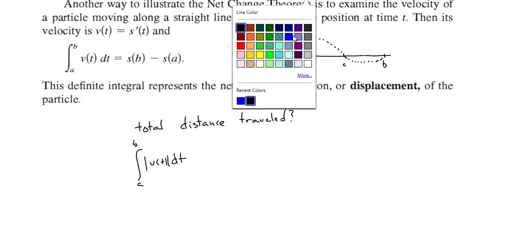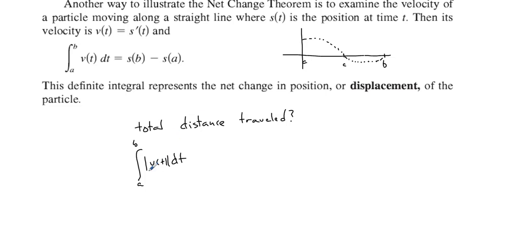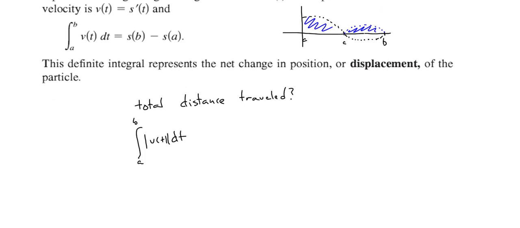Now, remember what the absolute value does: it takes all the heights and makes them positive. So therefore, you'd have a positive and a positive, correct? Okay, so keep that in mind. Questions on that?